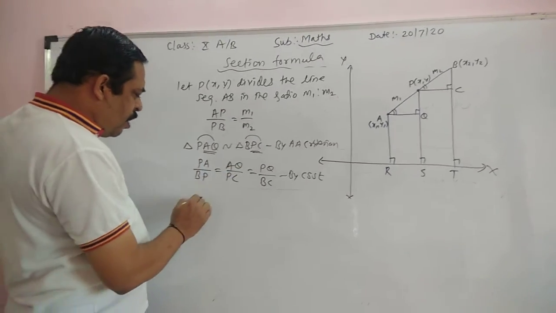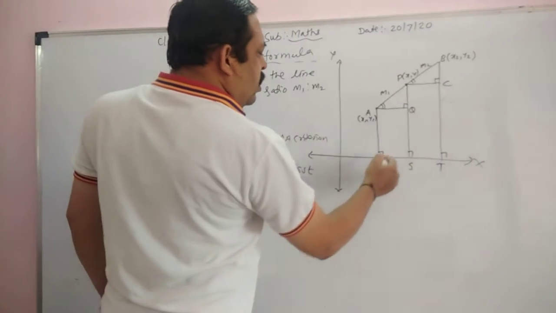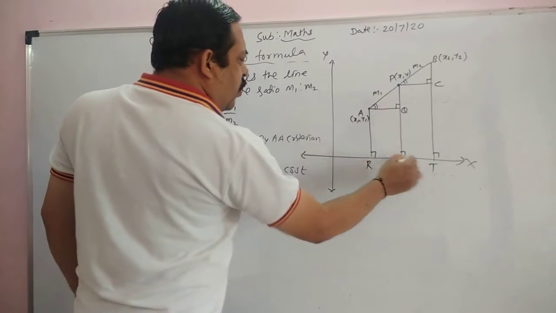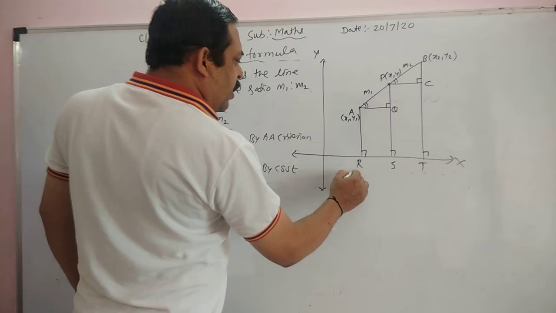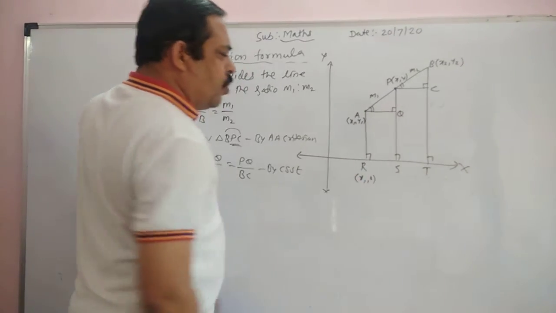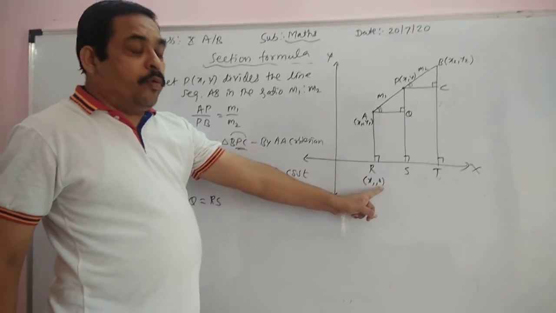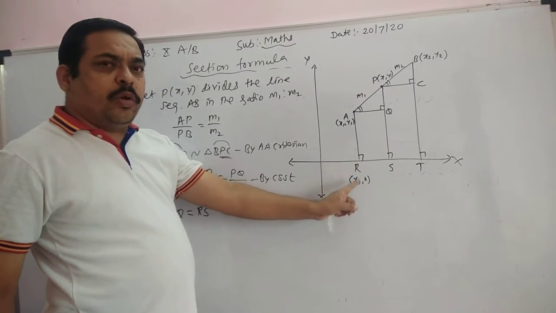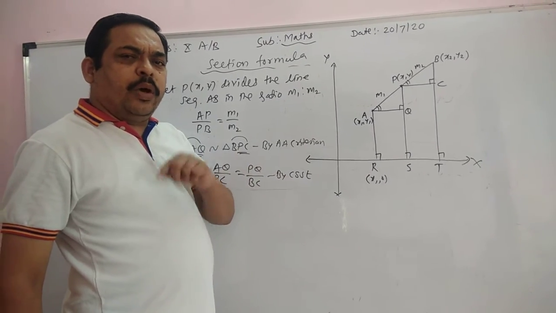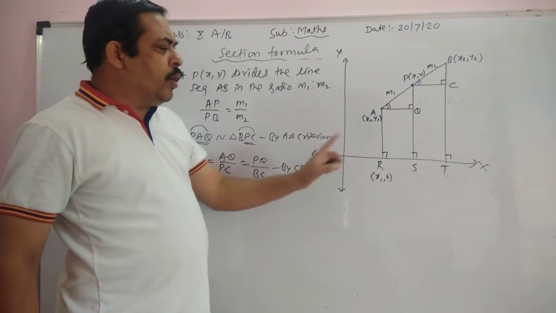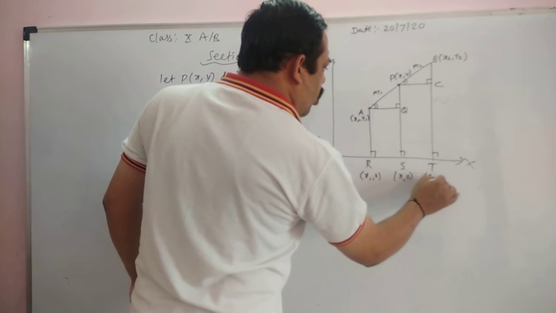AQ. From the figure we find AQ. AQ is parallel to RS. AQ is equal to RS. The coordinates of this point are x1, 0. Why do we consider 0 as the y coordinate? Because the point R lies on the x axis, and all the points which are lying on the x axis must have y coordinate 0. Here x, 0, and here x2, 0.